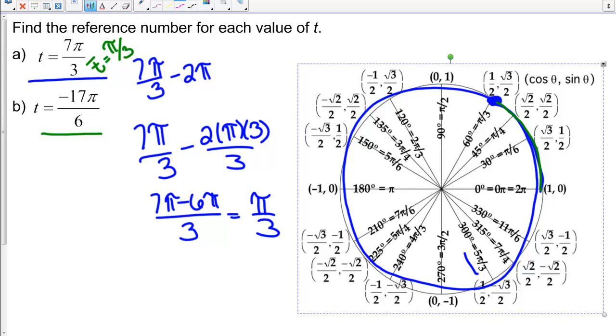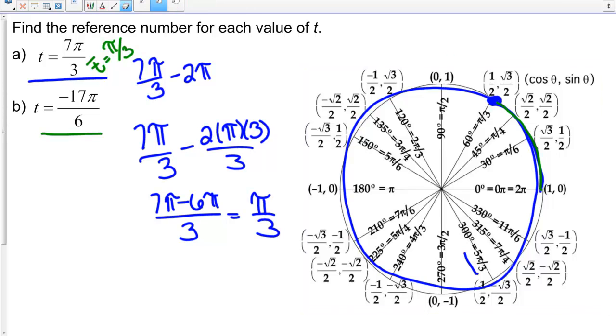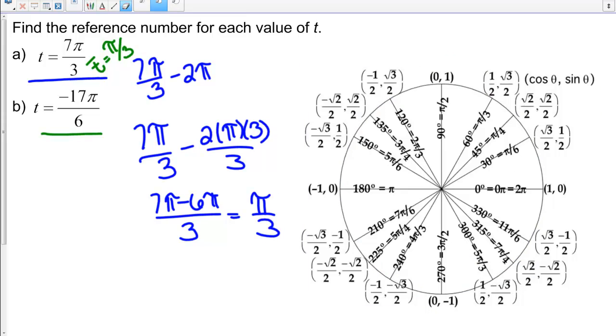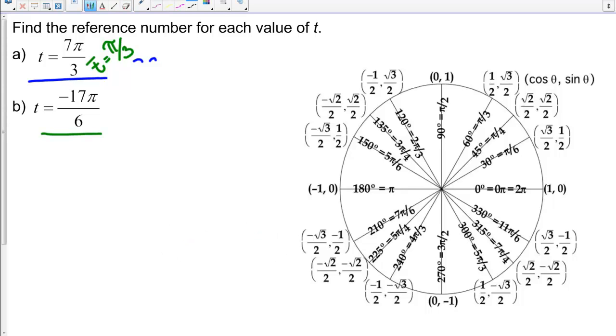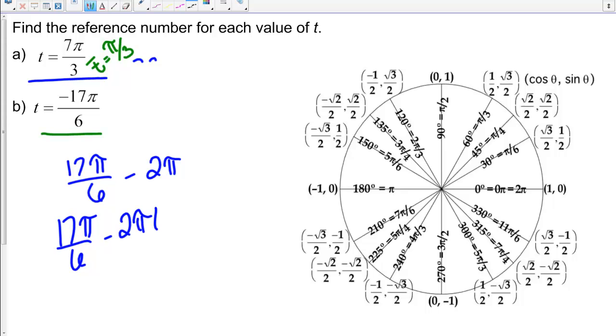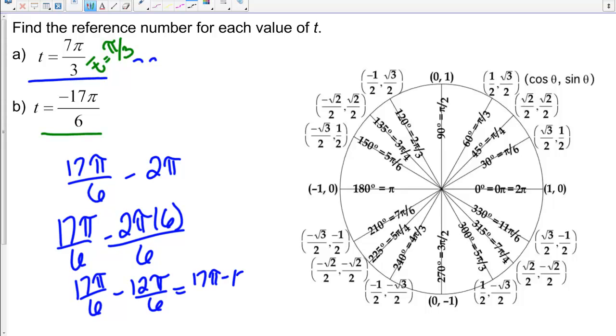Okay. So first of all, if we think about going in the counterclockwise direction, the positive direction, we don't have a 17 pi over 6 on here. So again, we must be too big. So negative 17 pi over 6. Let's start by talking about this as if it were positive, and we'll see where we would want our positive to be. So minus 2 pi. We need a common denominator of 6. So 17 pi over 6 minus 2 pi times 6 over 6. So 17 pi over 6 minus 12 pi over 6 gives me 17 pi minus 12 pi over 6, which is 5 pi over 6.